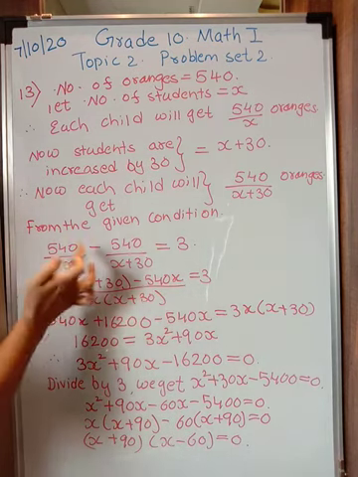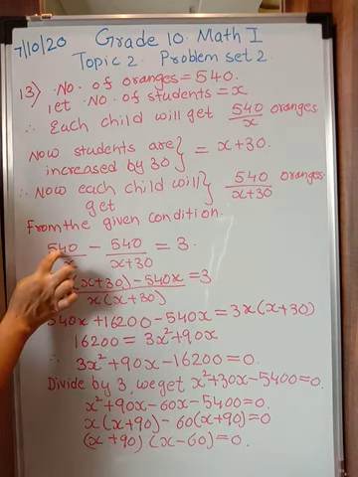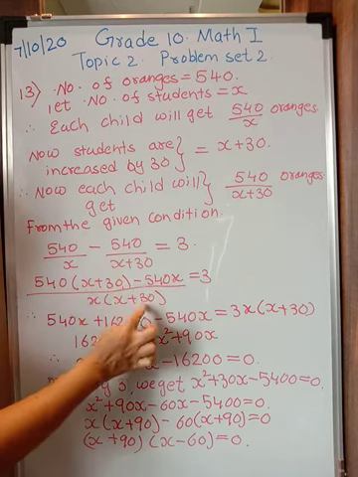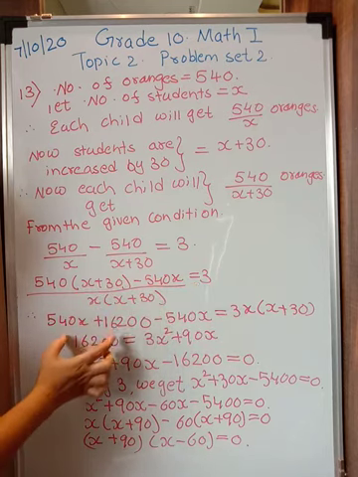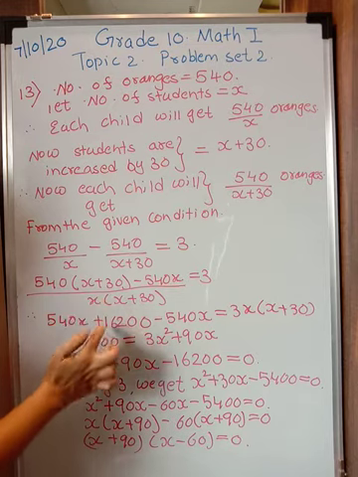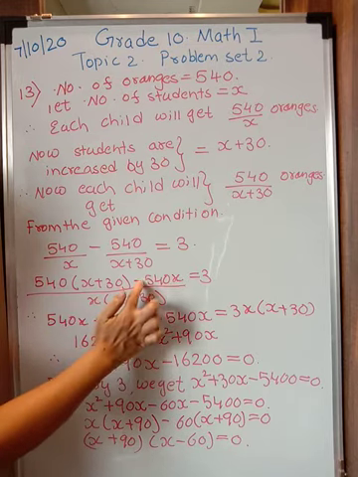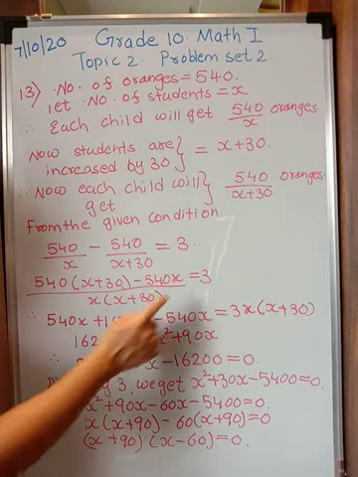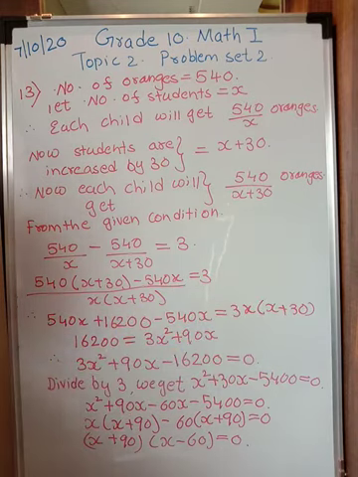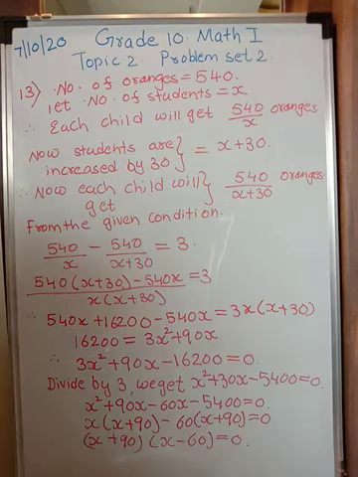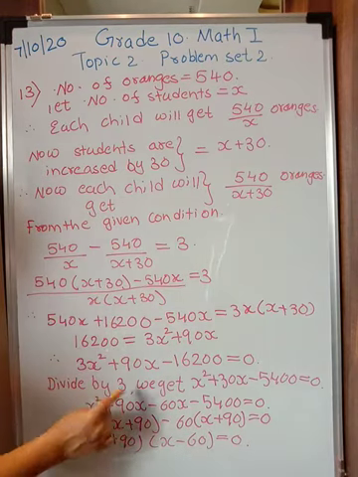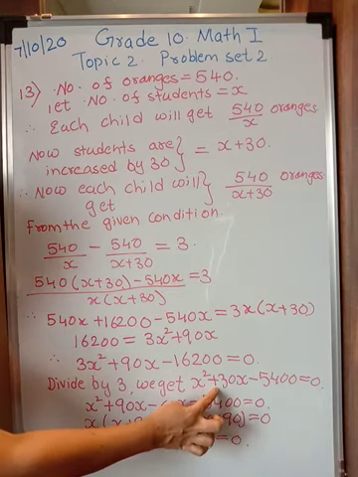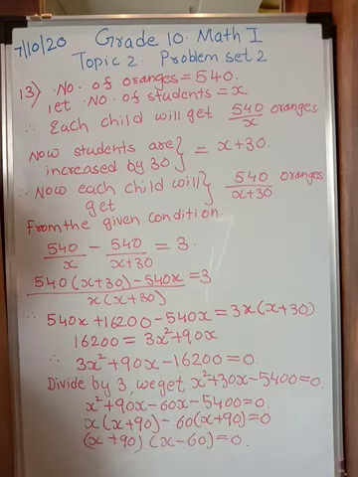Now, if you solve this, x plus 30 multiplied over here, x multiplied over here, upon x into x plus 30 is equal to 3. Solve this, you get 540x plus 16,200 minus 540x is equal to this. Over here will go in multiplication. So 3 into x is 3x, x plus 30. After solving this, I am dividing it by 3 so that we get the final equation as x square plus 30x minus 5400 is equal to 0.